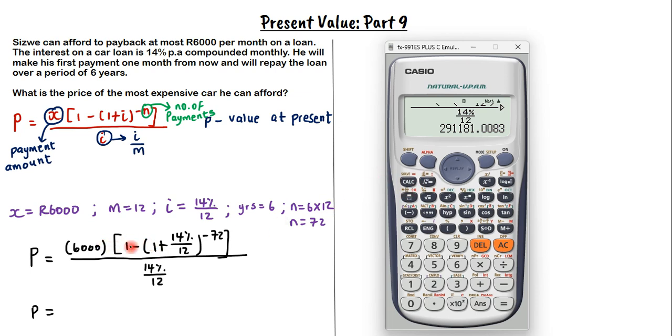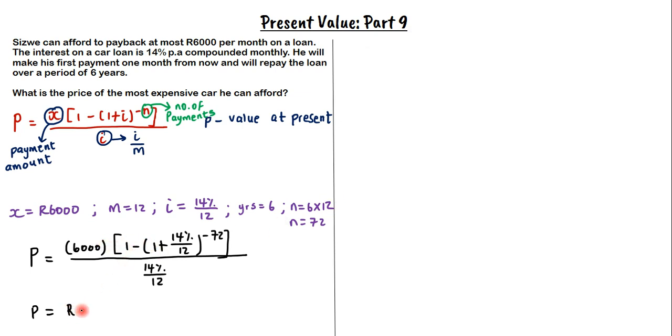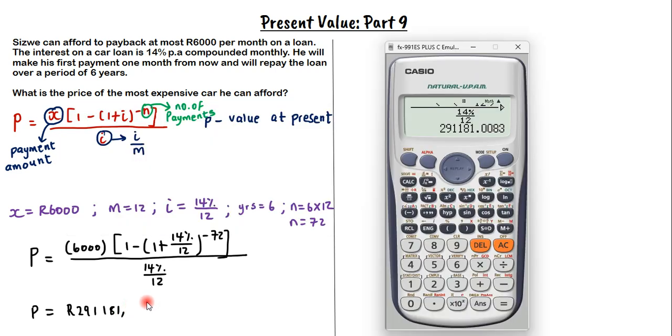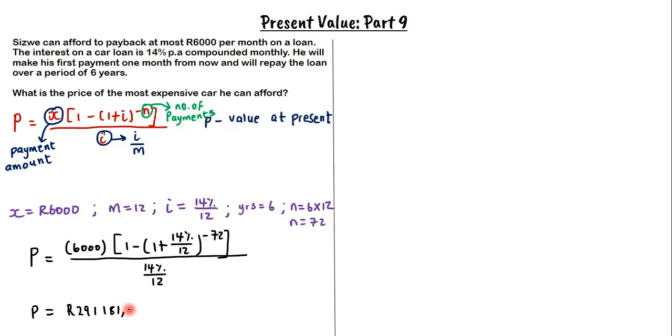So this is 291,181 rand, 1 cent. I can just put that 1 cent, and that is how we calculate the present value formula.